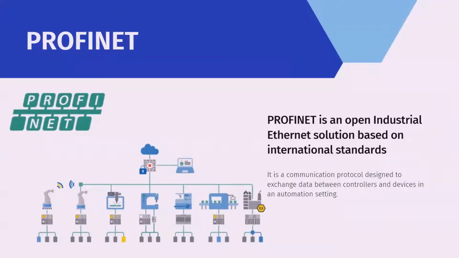Profinet is an open industrial Ethernet solution based on international standards. It is a communication protocol designed to exchange data between controllers and devices in an automation setting. Controllers could be PLCs, DCS, or PAC. Devices could be I/O blocks, vision systems, RFID readers, drives, process instruments, proxies, or even other controllers. Profinet defines cyclic and acyclic communication between components, including diagnostics, functional safety, alarms, and additional information.